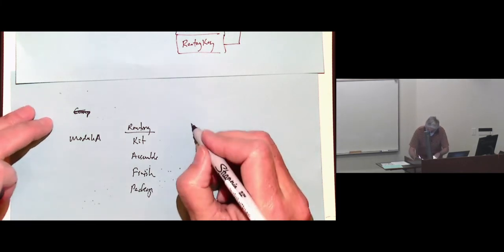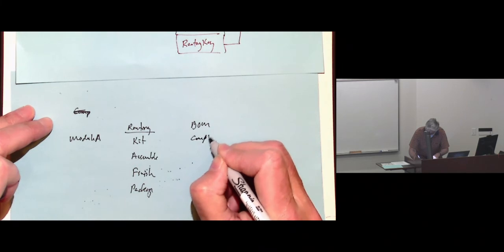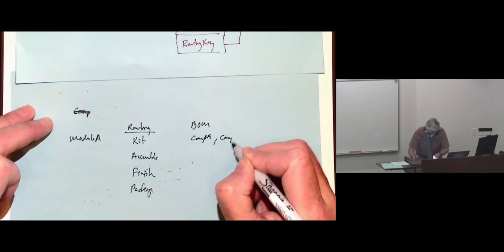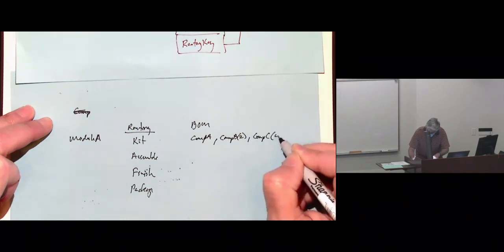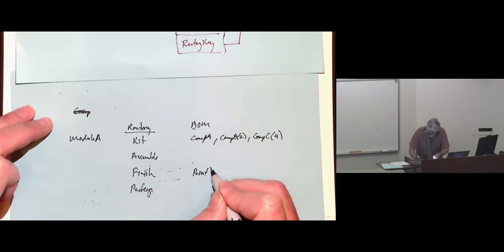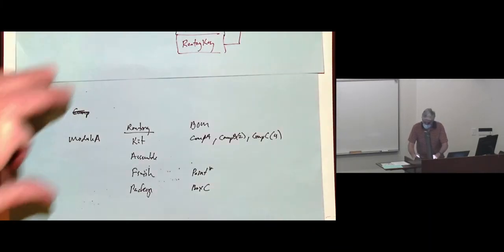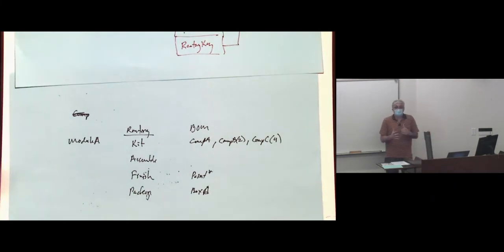And then I have BOM: comp A, comp B times 2, comp C times 4, nothing in assemble, paint with our asterisk, box C, box A, sorry, box A. So that's exactly what I need, right?